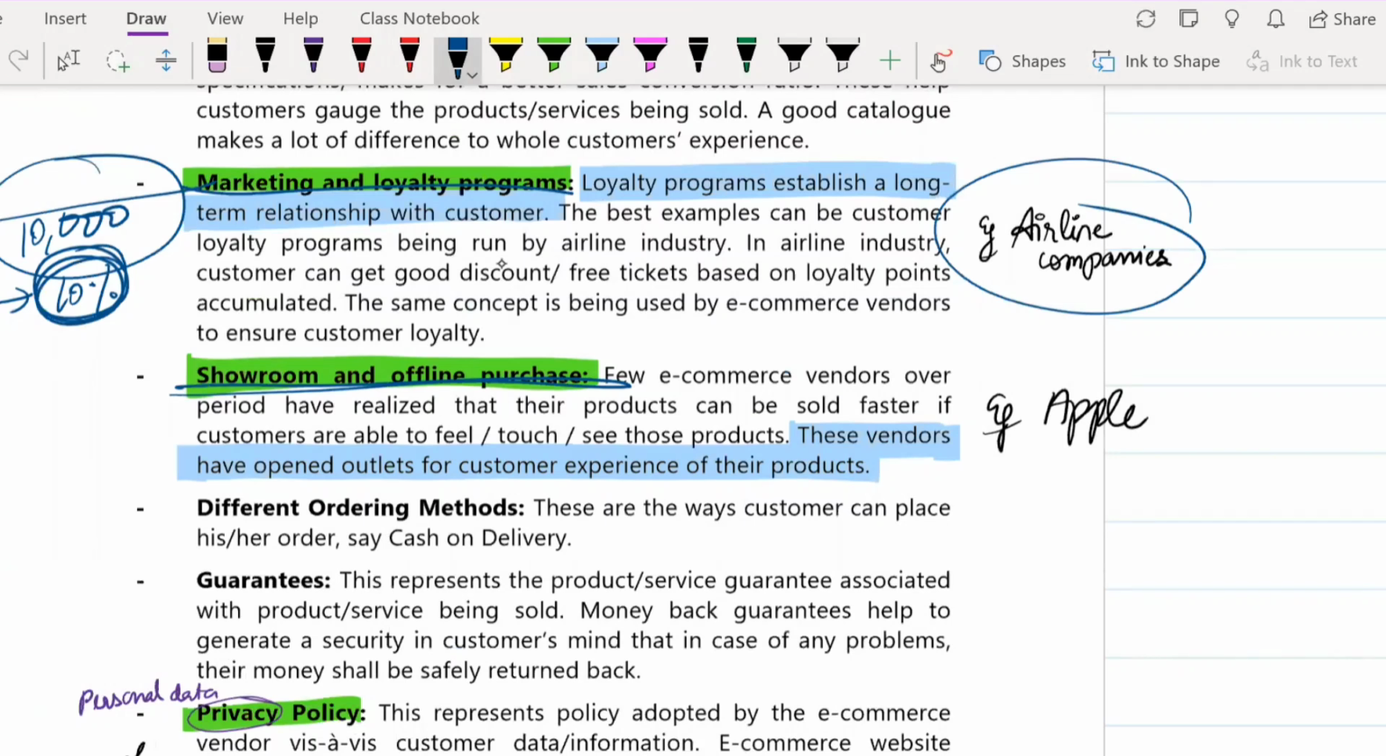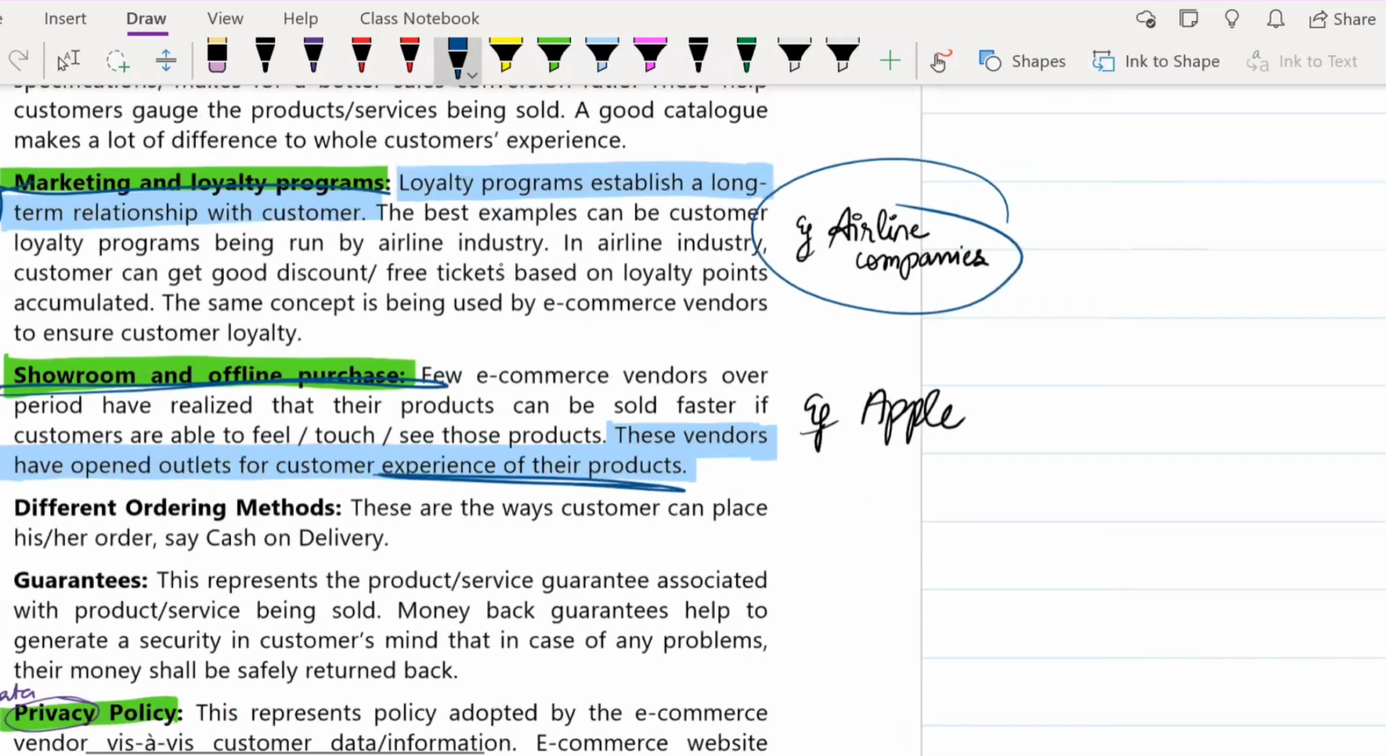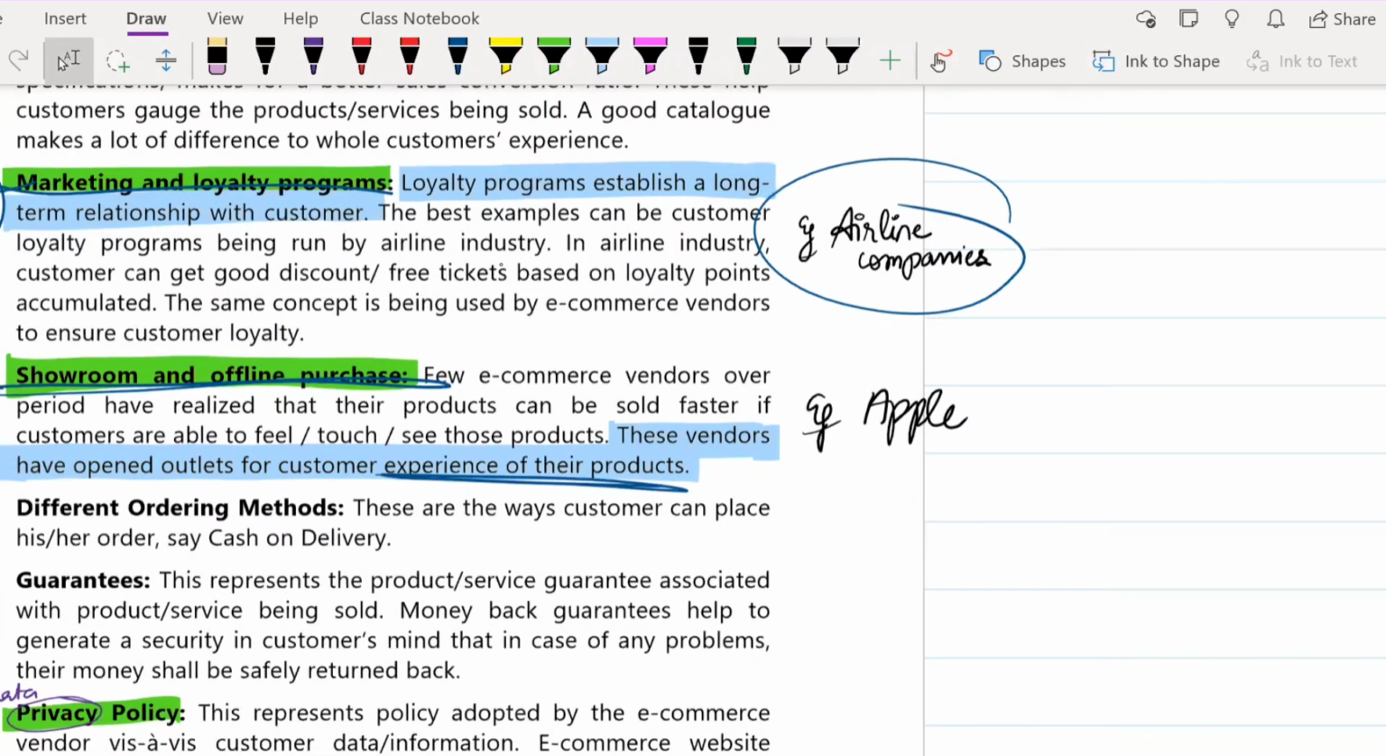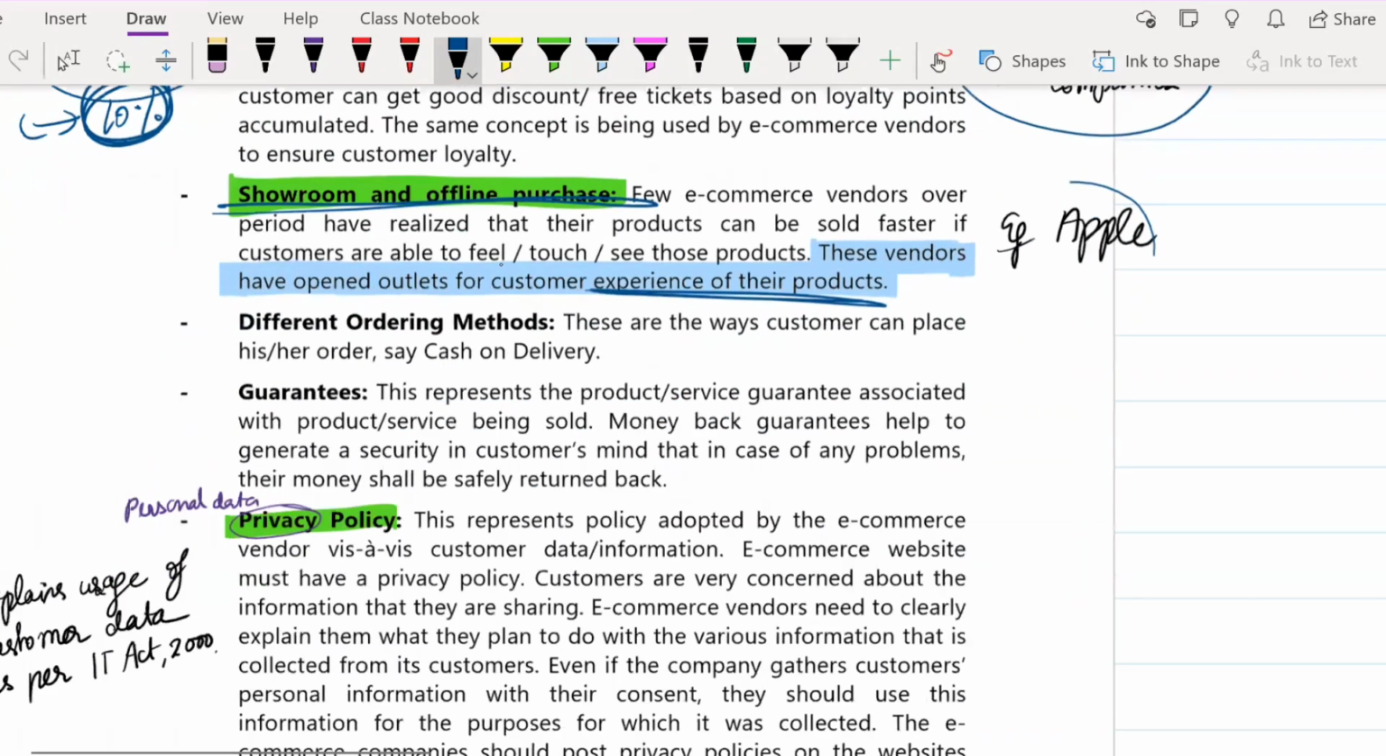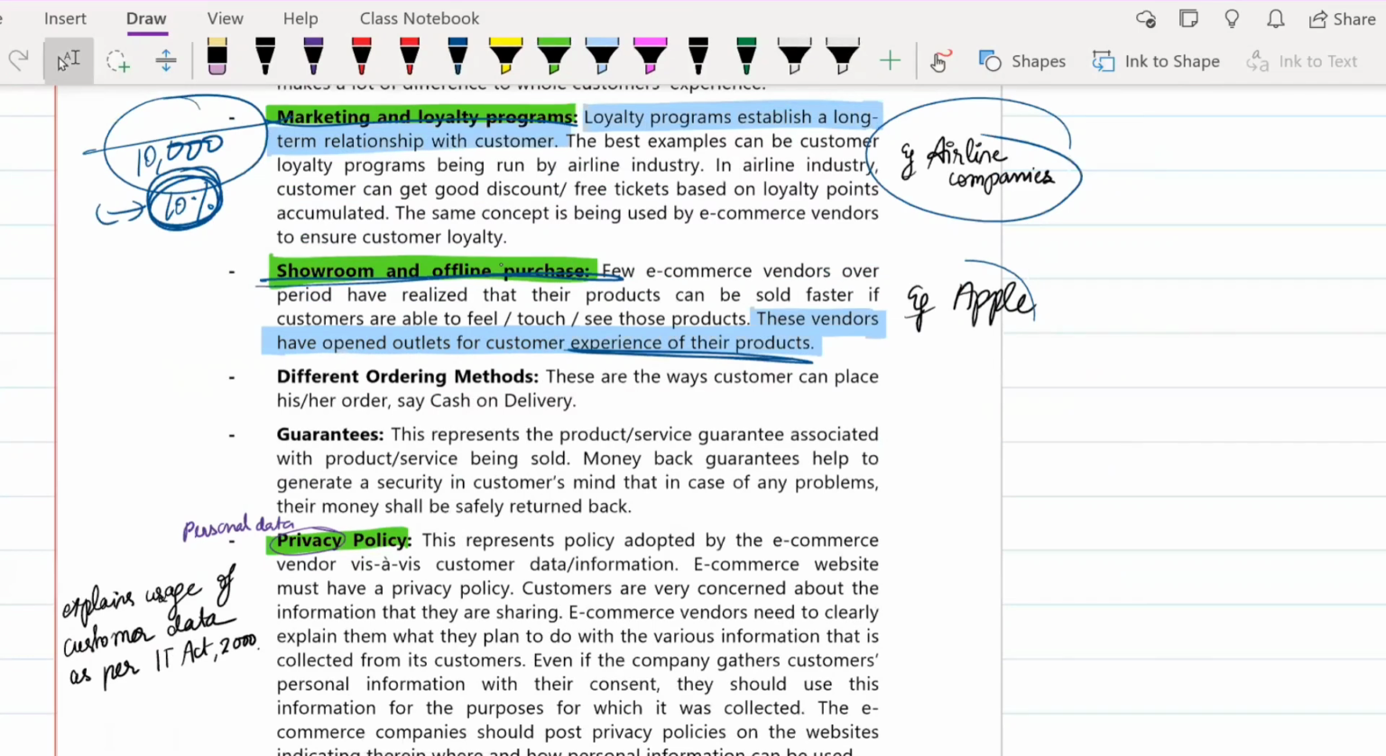Next is showroom and offline purchase. To let customers experience products, e-commerce vendors can also open up offline. Suppose we imagine that Apple started online only. It did not have any retail or offline shops as such, and everything is happening online. If there is a customer who would want to touch, feel and see the product, then for that purpose alone, online Apple can have a few stores open in and around the city, so that customers are able to come and get an experience of the product.